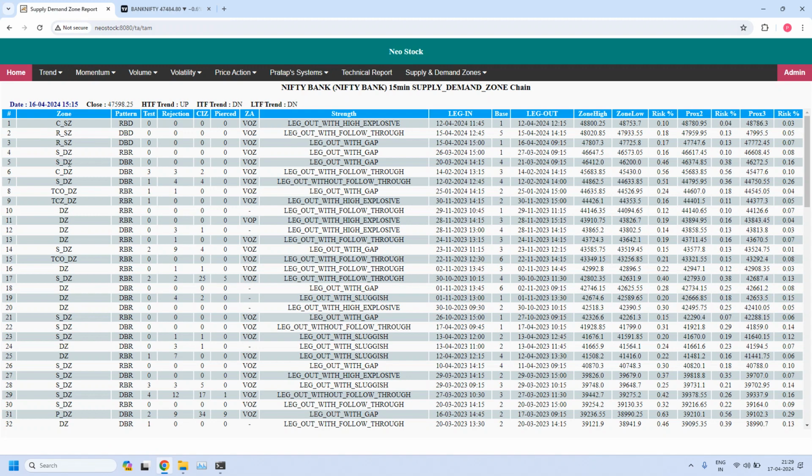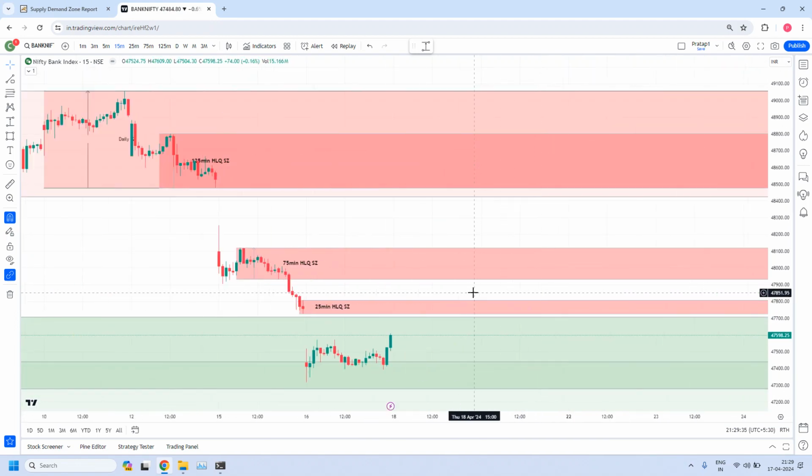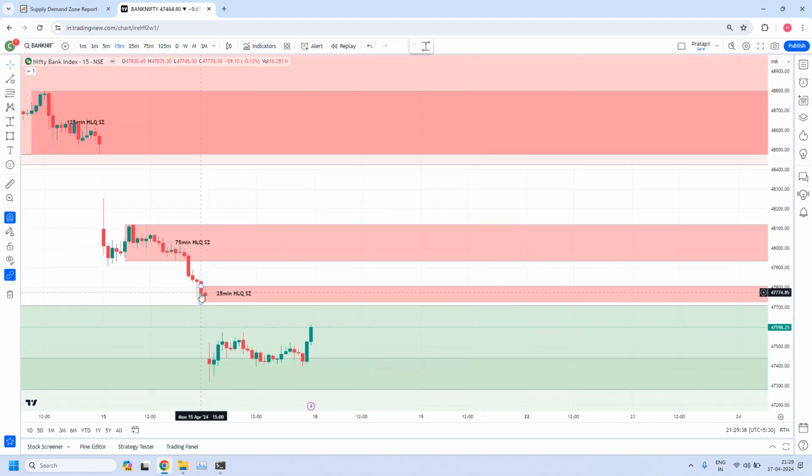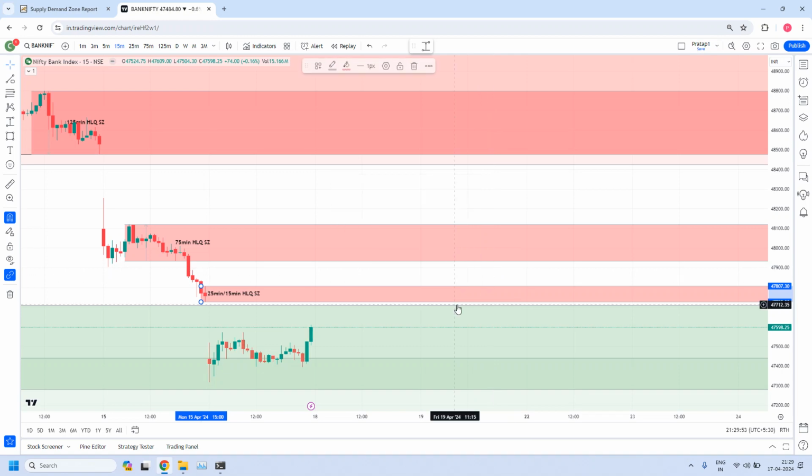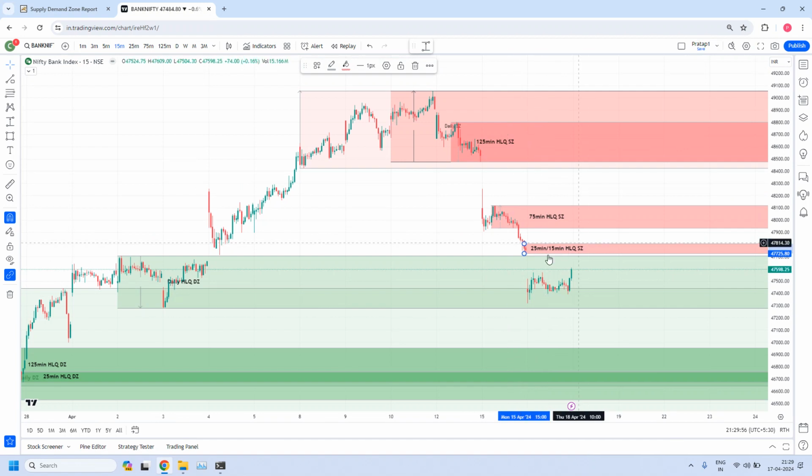We have supply zones. The immediately available one is R underscore SZ, resistance supply zone, on 15:4, 15 minutes, one base candle. The same thing, 15:4, 15 minutes, one base candle. That means the same zone is also a 25 minutes or 15 minutes high liquidity supply zone.